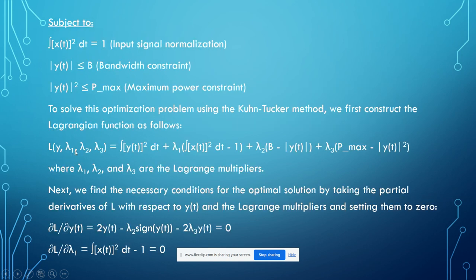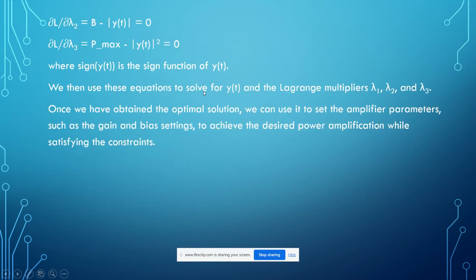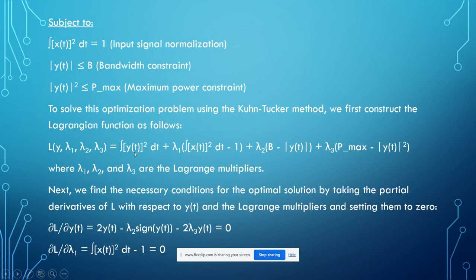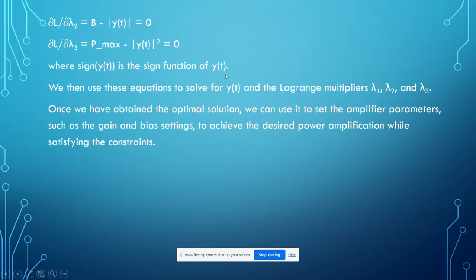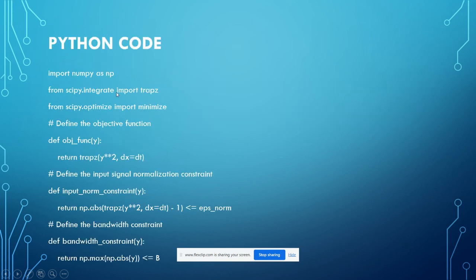Then we take complementary slackness conditions. That means this is equal to 0, this is equal to 0, this is equal to 0, and lambda is greater than or equal to 0. And then we use this equation to solve for y of t, and the variables x1, y of t and y of t whole square in the objective function. We put that y of t and y of t whole square in the objective function to get the optimal solution. So let's see the code.